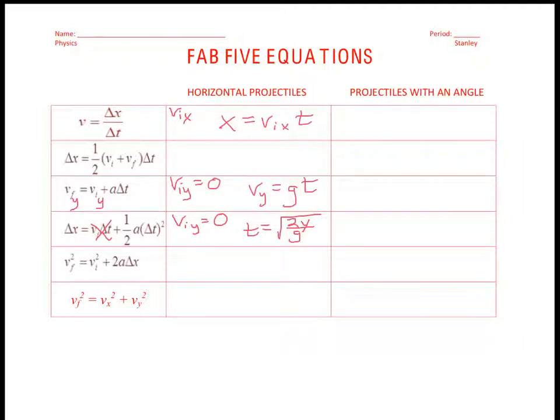Now that we have the vertical component of velocity and we're given the horizontal component of velocity, we can then treat that as a vector and do Pythagorean theorem to get the magnitude of the velocity, and we can also do tangent of theta to get the direction.